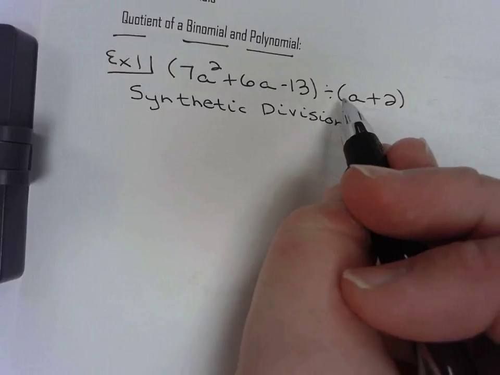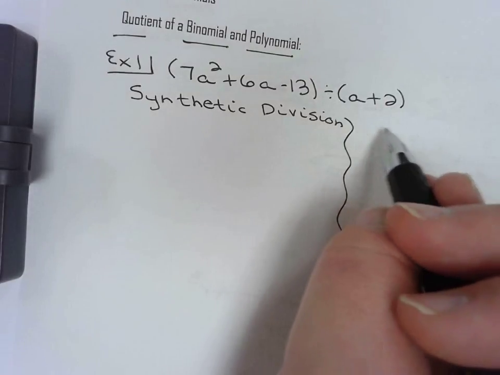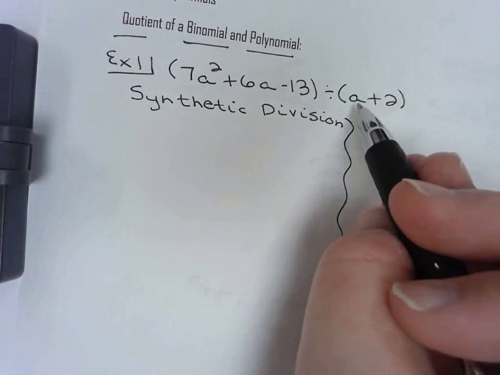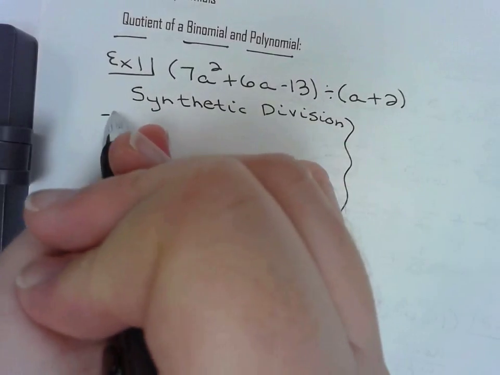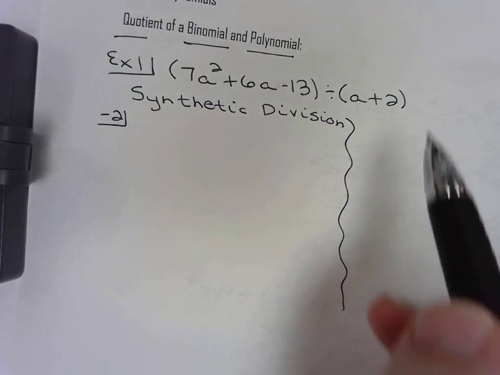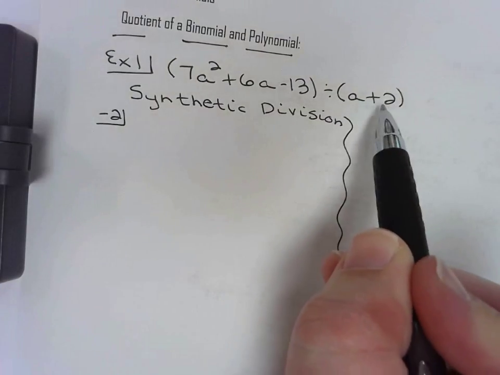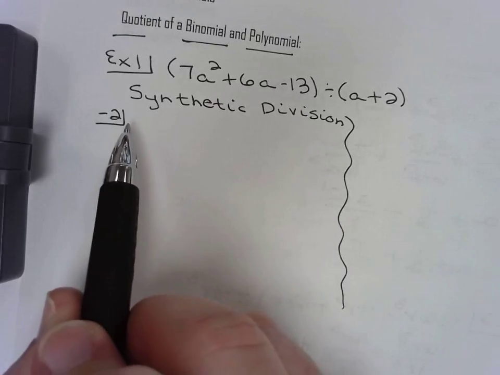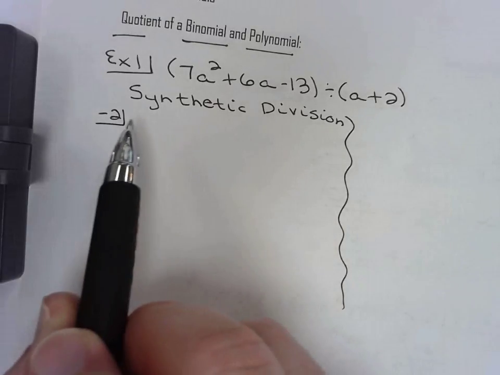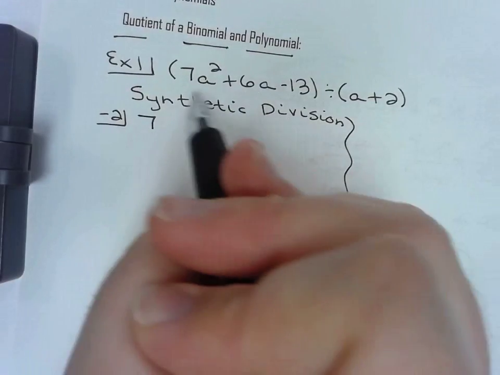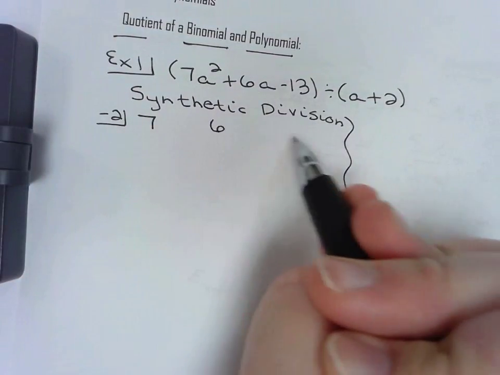So what you're going to do, you're going to take your binomial, you're going to take the opposite number, and that's going to go in a box in the top left corner. So a plus 2, which means I will put a negative 2 in the box in the top left corner. Then I'm going to write numbers across the top. What numbers go across the top? Yep, your coefficients in your polynomial. 7, 6, and negative 13.